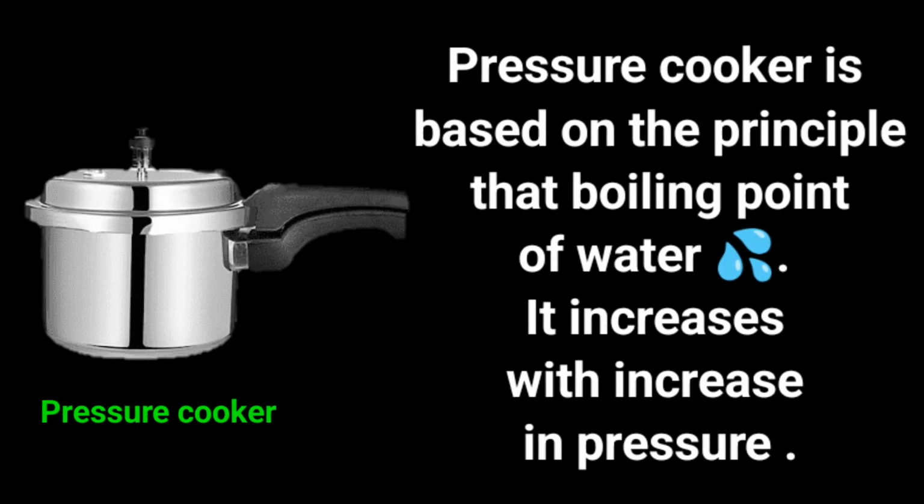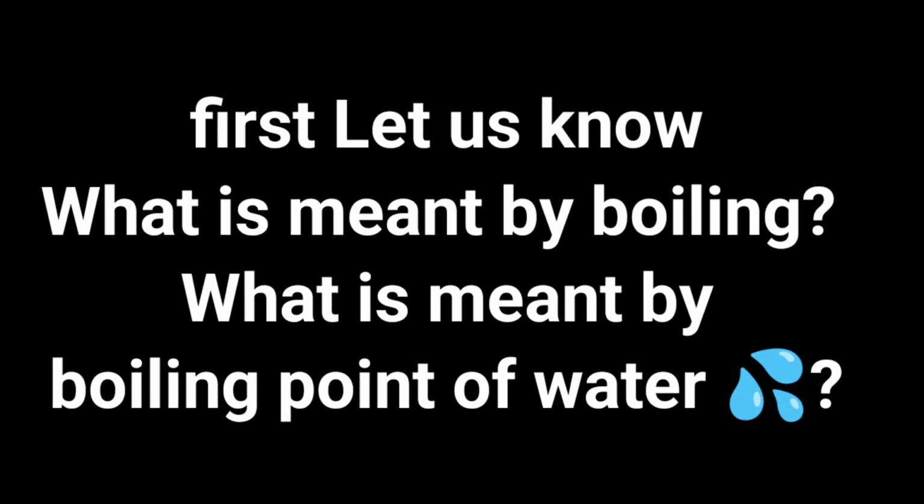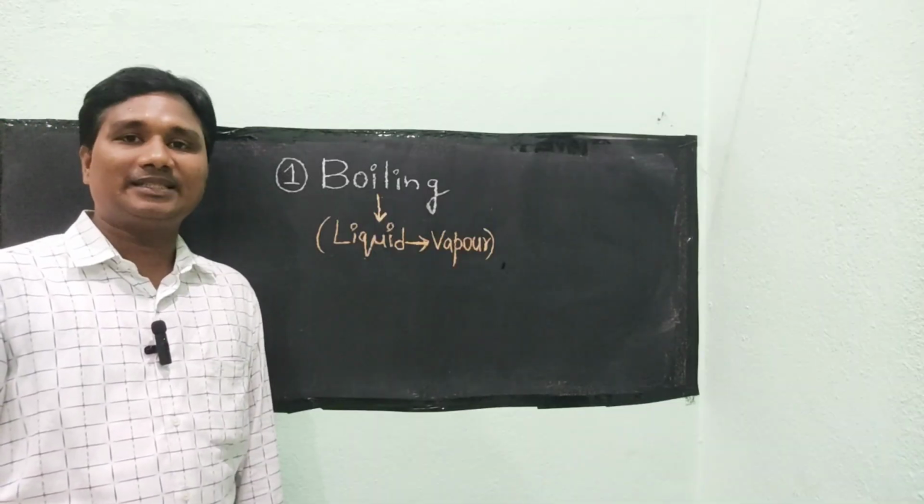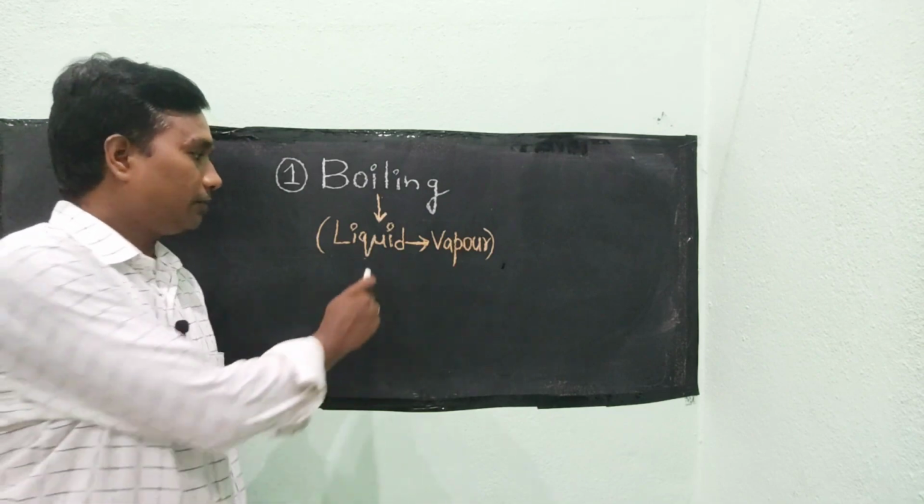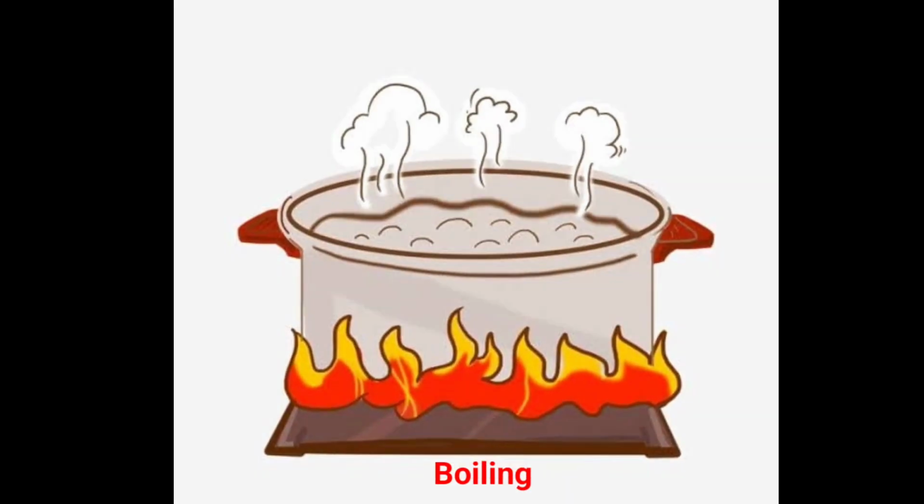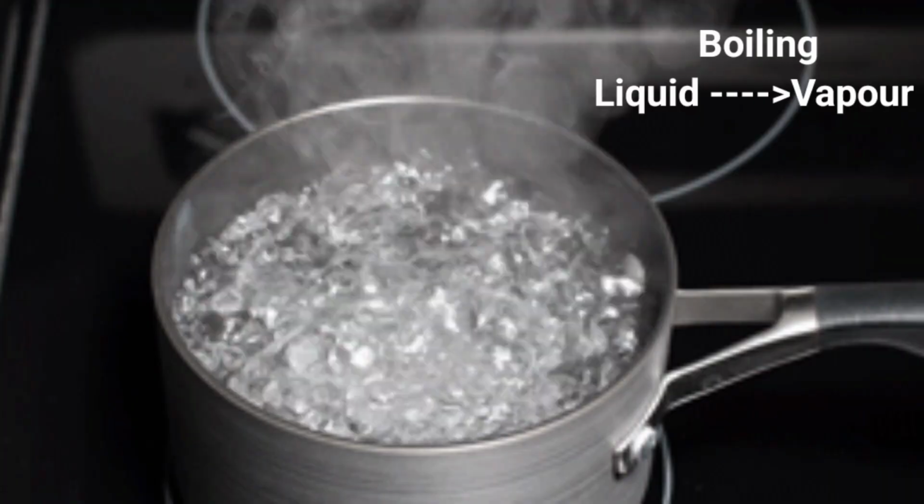Pressure cooker is based on the principle that the boiling point of water increases with increasing pressure. First, let us know what is meant by boiling. Boiling means the change of state of a substance from liquid to vapor by absorbing heat energy.